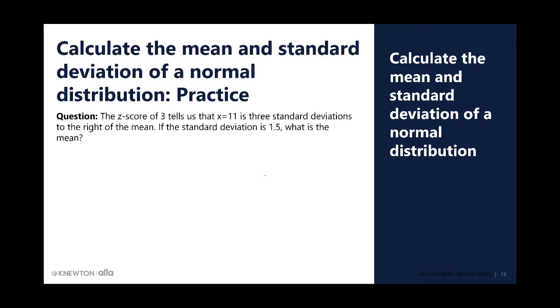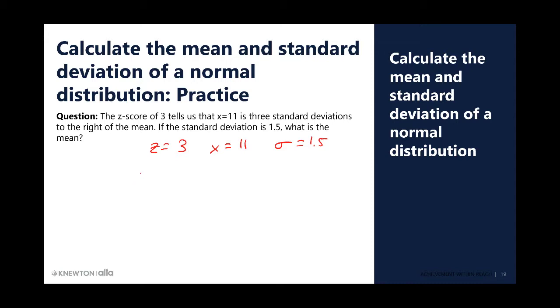Okay, we got one more. Here we go. So the z-score of 3 tells us that an x value of 11 is 3 standard deviations to the right of the mean. If the standard deviation is 1.5, what is the mean? Okay, so let's just write down what we have. We have the z-score, which we know is 3. We have the data value, which we know is 11. And we have the standard deviation is 1.5. They're trying to help us. We need to find the mean.